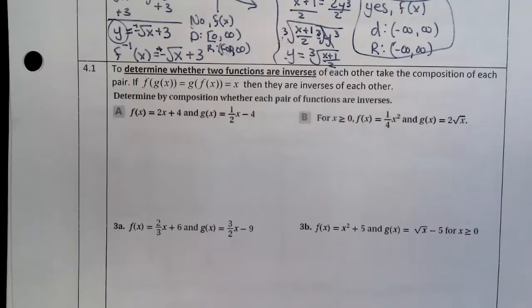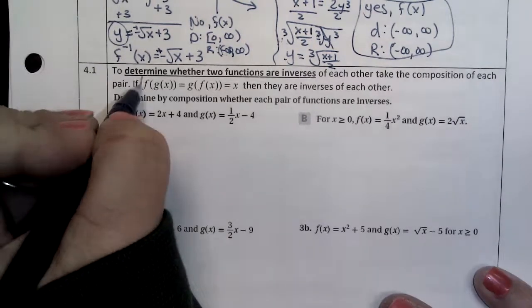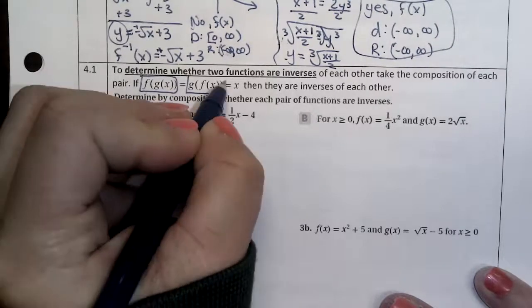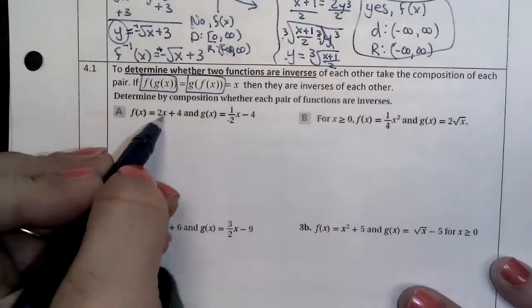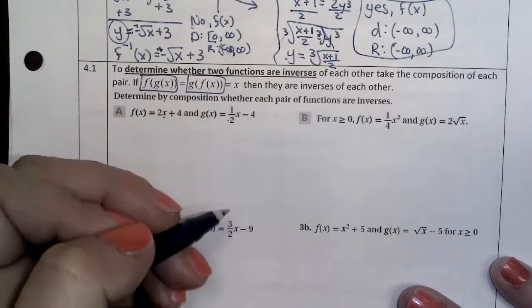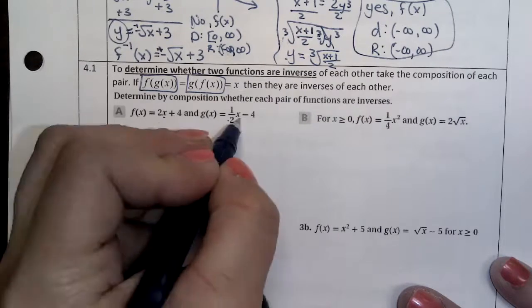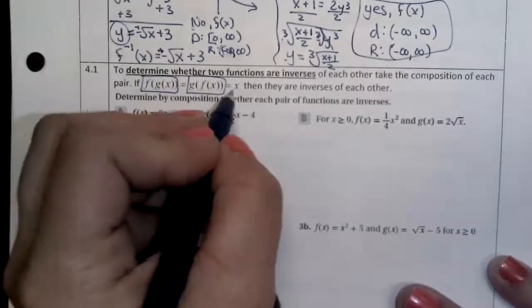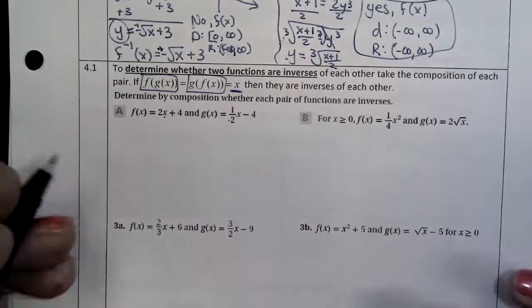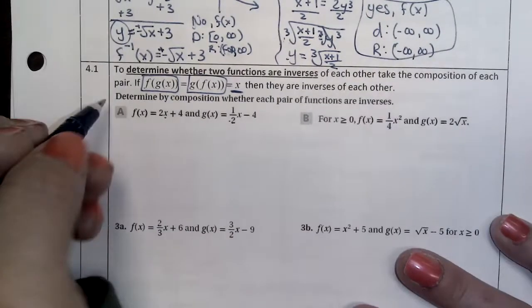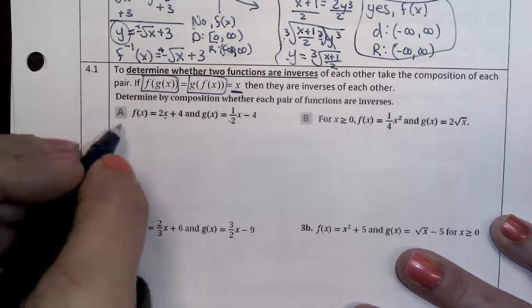All right, so the next one says to determine whether two functions are inverses of each other, take the composition of each pair. So remember that the composition is where you find f of g of x and g of f of x. Okay? So we're going to plug this function into x in this one, and then we're going to do the other way around and plug this function into x in that one. If both of those equal x, and both of them have to equal x, then we know they're inverses of each other. Okay? So let's take a look at letter A.